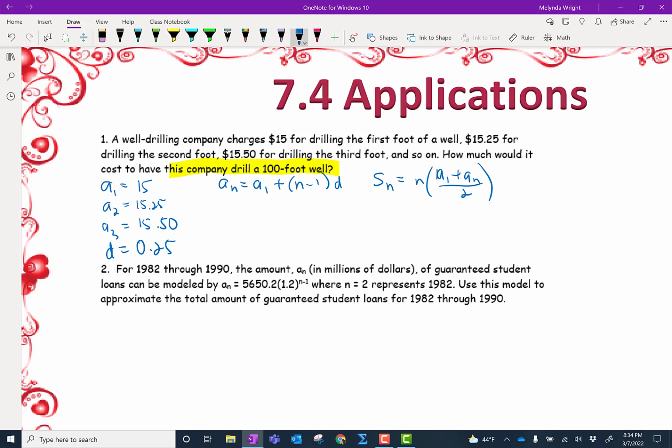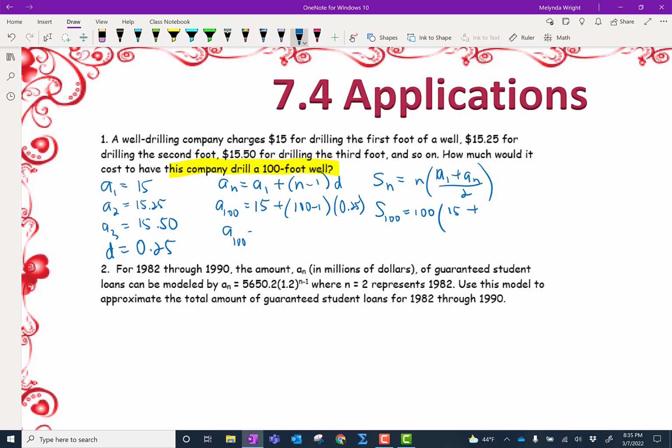Let's see what we have so far. We know we want 100 feet. Okay, we have our A sub 1, it's 15. We don't have our A sub n. Let's think about that. So we need to figure out the last term. Okay, so if we want our A sub n, we're going to use our A sub n formula. So we want the 100th term. So our first term is 15 plus 100 minus 1 times our common difference of 25 cents.